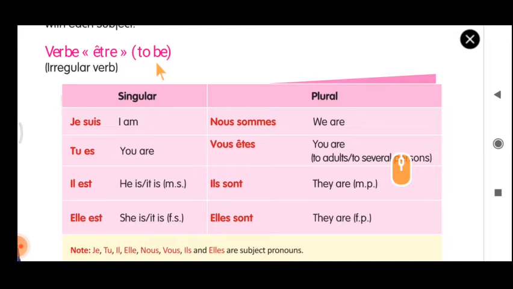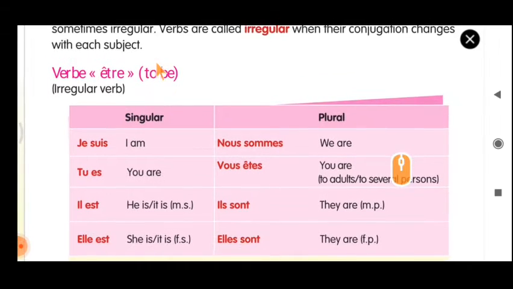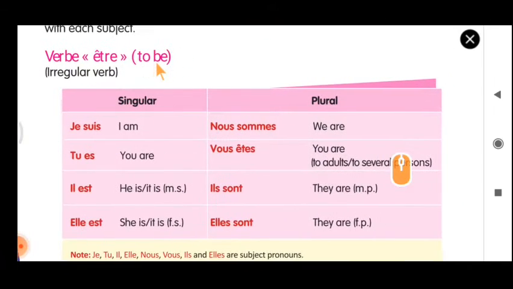Most of the time we use this verb to tell our name, nationality and profession. For example, our name stays with us permanently, our nationality will not change, and our profession will not change till we die. So we use the verb être for expressing our name, profession and nationality.